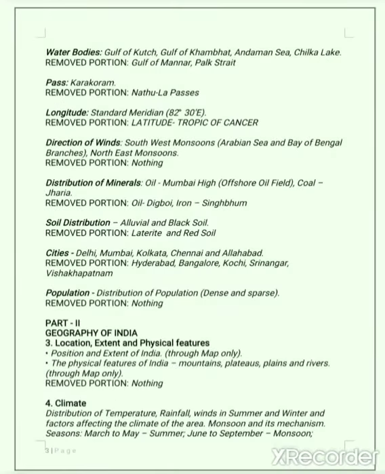The next point is water bodies. From the water bodies, you are required to locate Gulf of Kutch, Gulf of Khambat, Andaman Sea and Chilka Lake. And the removed portions from here are Gulf of Mannar and Palk Strait. Next is passes. Here in this syllabus, you are required to locate only the Karakoram Pass, and Nathula Pass, which was there in the previous syllabus, is not there now in the reduced syllabus, so you need not do it.